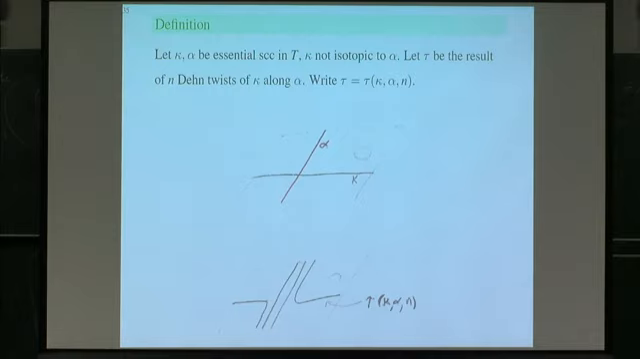Let's see. Say alpha is a curve in T, and kappa is also a curve in T. Let tau kappa alpha n be the result of Dehn twisting kappa along alpha n times. So that's this picture. I'll denote such a simple closed curve in the torus that can be described that way as tau kappa alpha n.